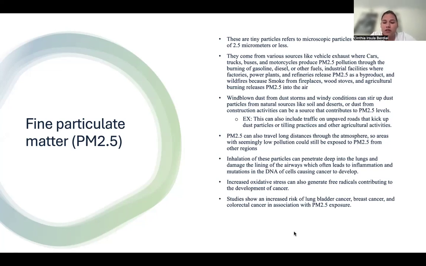Inhalation of these particles can penetrate deep into the lungs and damage the lining of the airways, which often leads to inflammation and mutations in the DNA of cells, causing cancer to develop. Increased oxidative stress can also generate free radicals, contributing to the development of cancer. Studies showed an increased risk of lung cancer, bladder cancer, breast cancer, and colorectal cancer in association with PM 2.5 exposure.